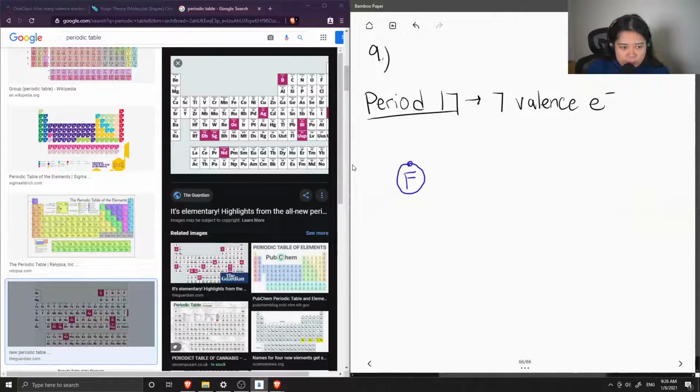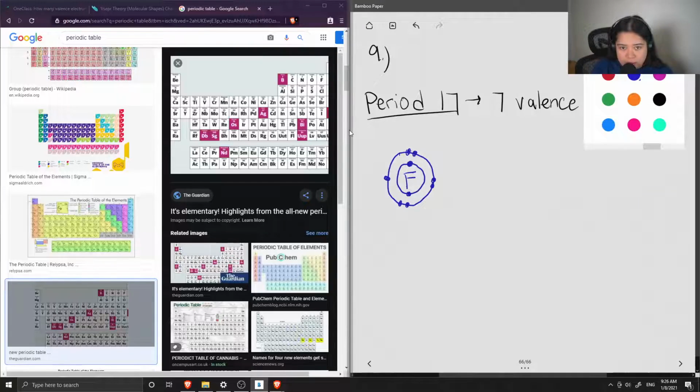So in the first shell, we have 2 electrons. And the second shell can hold up to 8. But fluorine only has 9 electrons, so I just need to draw 7 more. 1, 2, 3, 4, 5, 6, 7. Okay, so valence electrons are the electrons in the outermost ring. And you can count out here that fluorine has 7 valence electrons.